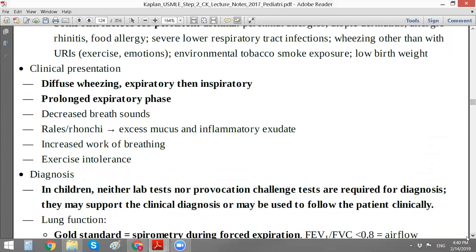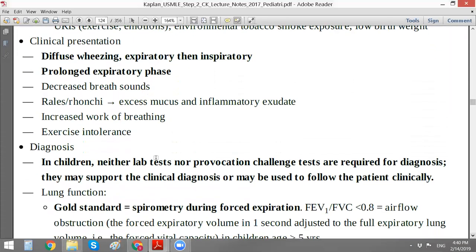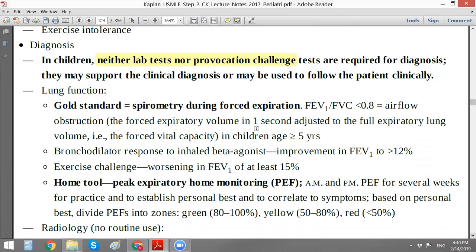We just need to see the clinical presentation: reactive bronchi, excessive mucus, inflammation, and in severe cases respiratory failure. In children, tests may support the clinical picture and may be used to follow the patient's plan. Lung function testing is done when they are 6, when we can do spirometry.